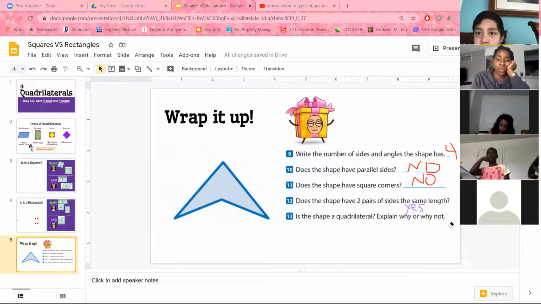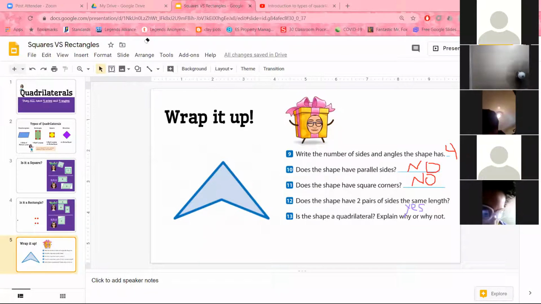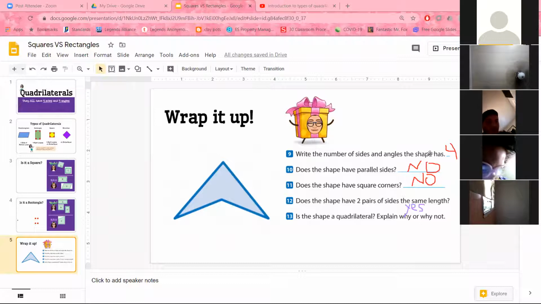Even though not all the sides are the same size, there are 4 sides. Yeah. All right. So Faith and JV both got it.